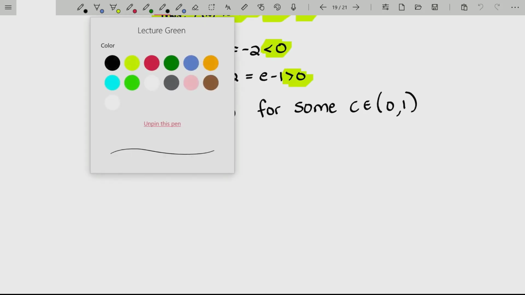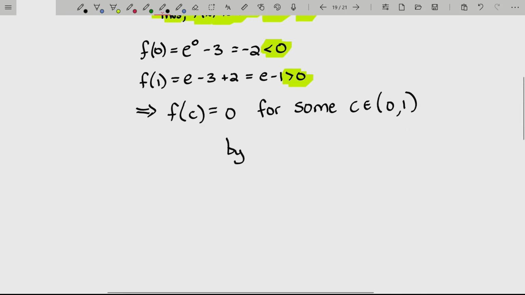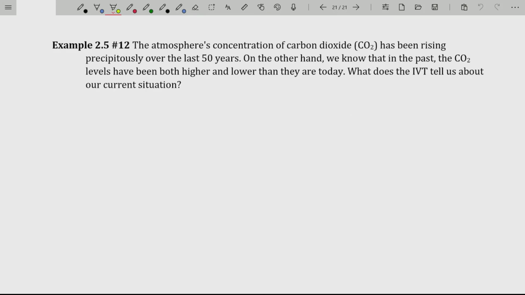Let's go ahead and go back here and just say by the IVT, because that bothers me that I didn't do that. You will have to state that for your instructor on an exam. You definitely want to state what theorem you're using here. So let's look at a use of the IVT. The atmosphere's concentration of carbon dioxide has been rising precipitously over the past 50 years. On the other hand, we know that in the past, the CO2 levels have been both higher and lower than they are today. What does the IVT tell us about our current situation?